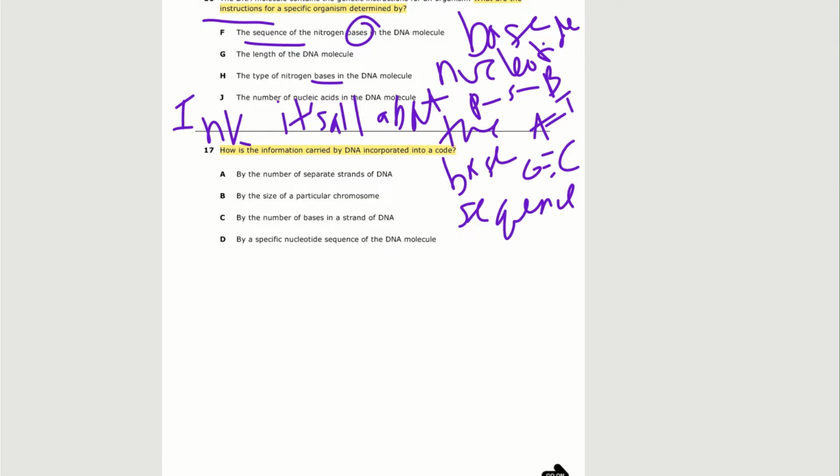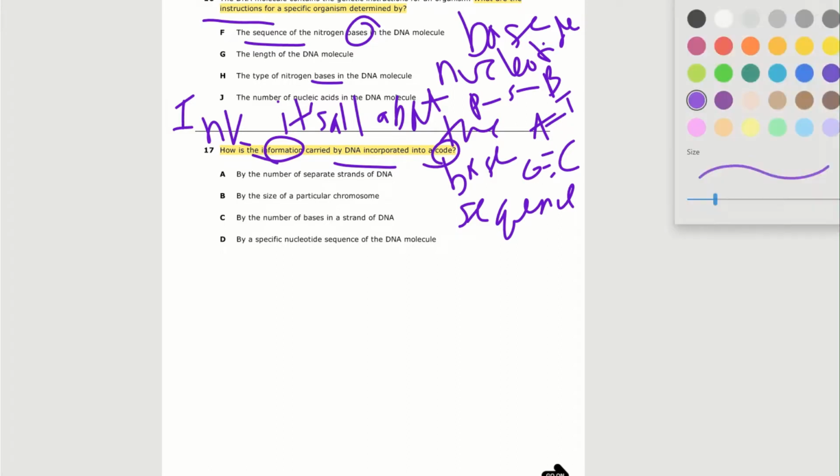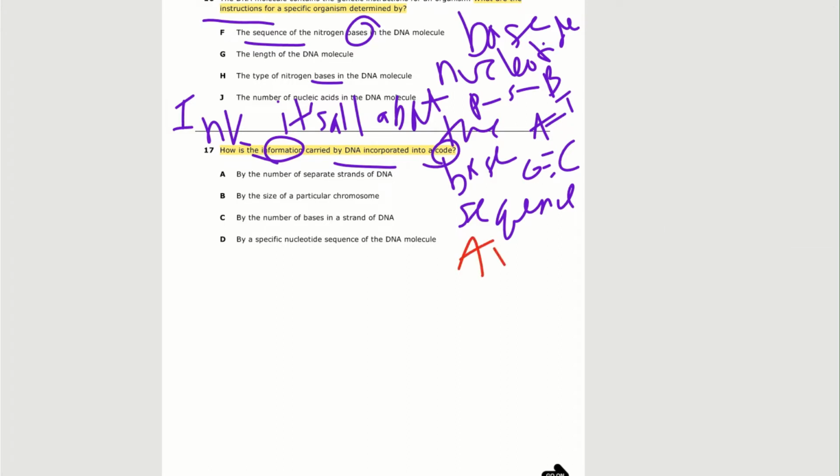So how is the information carried by DNA into a code? What was the code again? Remember the code were the bases, right? A, T, G, C. So I know I'm going to need A, T, G, C, which are bases. Okay. So this is the code. By the number of separate strands of DNA, remember these are strands. Does it have to do with how many I have? I thought I only had 2. Why do I have so many now?